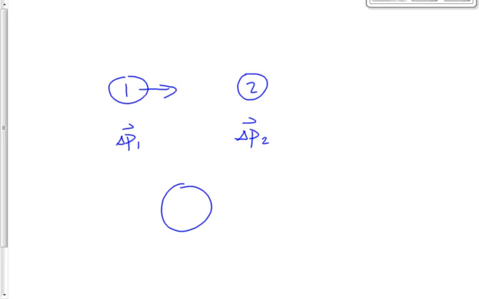You've got this big object. We're not going to call it object number 1 or object number 2 because it's just one object. It explodes. It explodes into two pieces. The first piece goes off this way, and then the second piece goes off this way. Object number 2 is moving. It wasn't moving before. That's an impulse, right? That's a change in momentum.